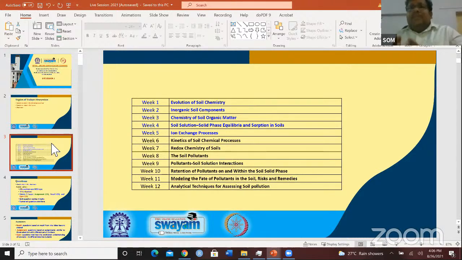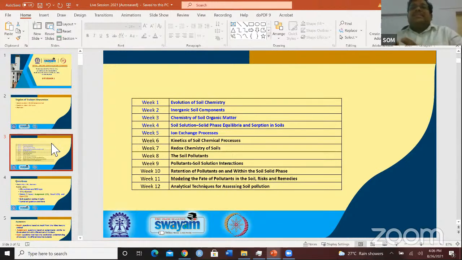In week 3, we discussed the chemistry of soil organic matter. Here we discussed humus, the structural composition of humus, and different pathways of how humus generally forms, how negative charge develops in the soil organic matter, and what are the ways to fractionate the soil organic matter. We have discussed this in detail.